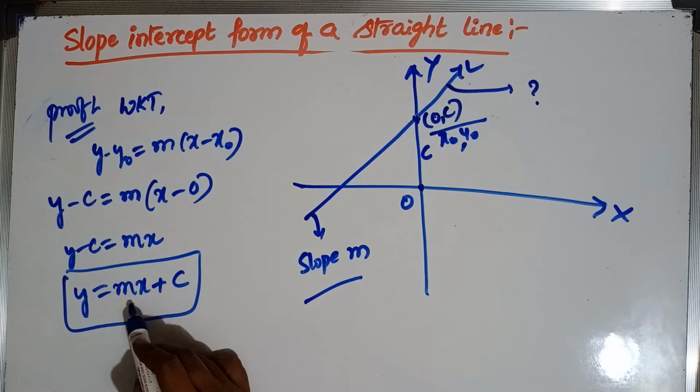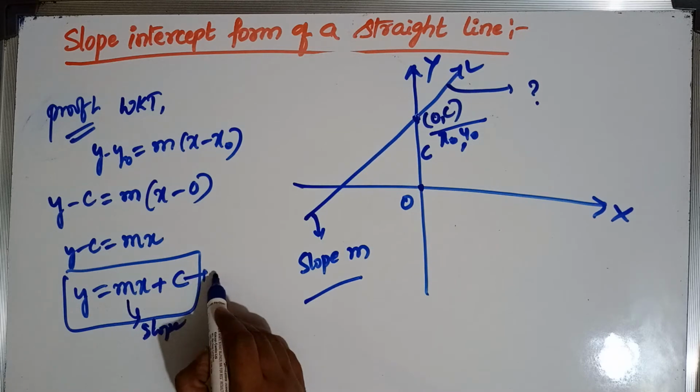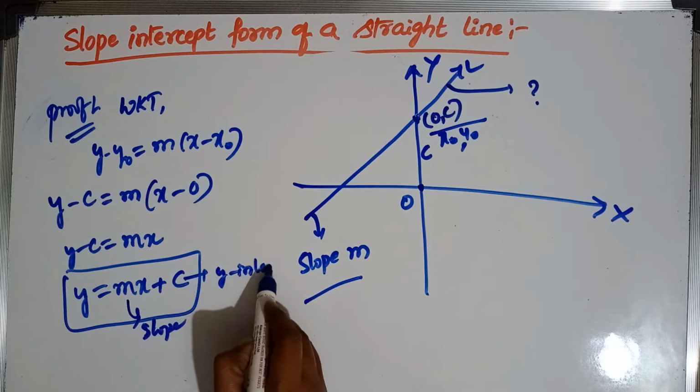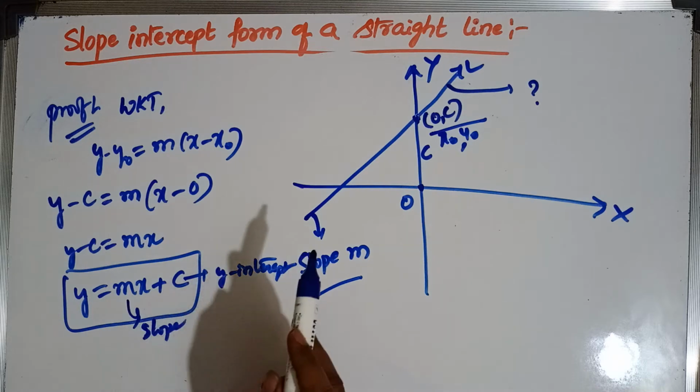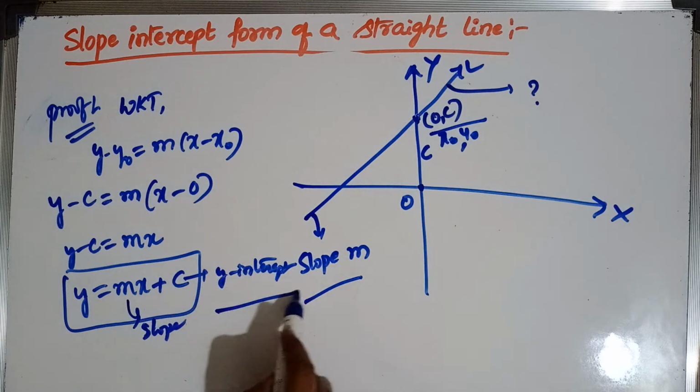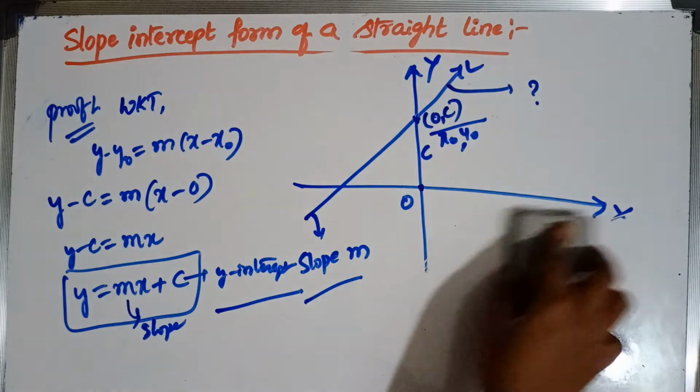Here m is the slope and here we have the y-intercept. So a very important formula: y is equal to mx plus c is the required equation of the line in slope-intercept form, where the line makes y-intercept c. If the line makes x-intercept d, then what will be the equation of the straight line?